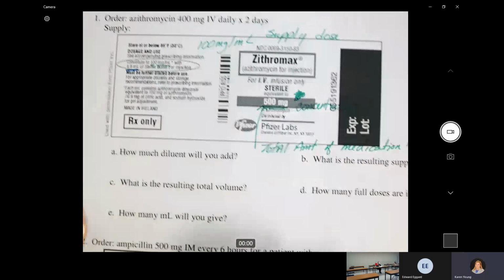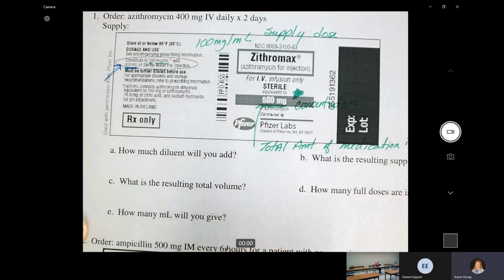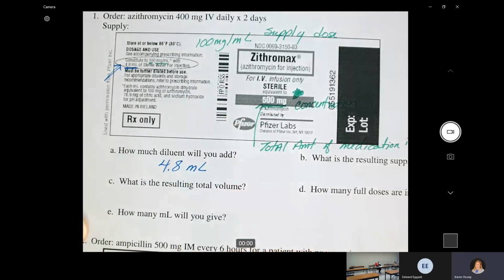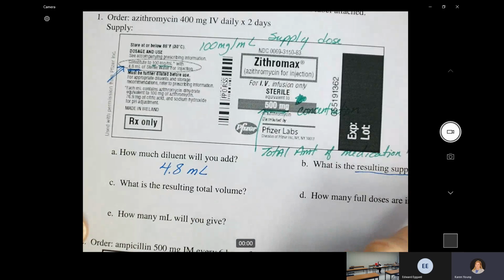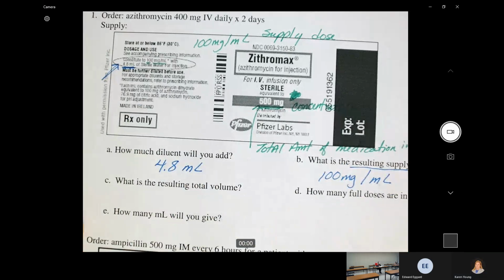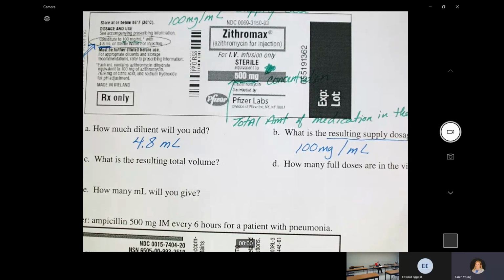So then, going down here, how much diluent will you add? You're going to add 4.8 milliliters. Okay, so that's just as simple as can be. What's the resulting supply dosage? That's what's in the circle. It's 100 milligrams per milliliter. Okay? It's not our concentration. It's not the total medication in the vial. But it's our supply dosage. It's what it's going to be after we add the water, add the diluent.